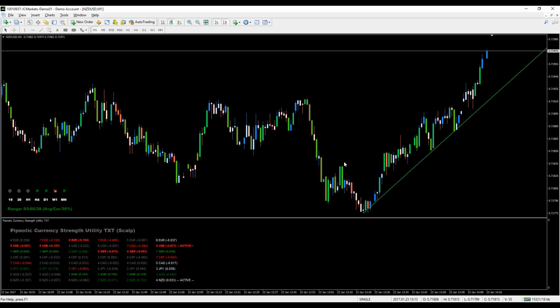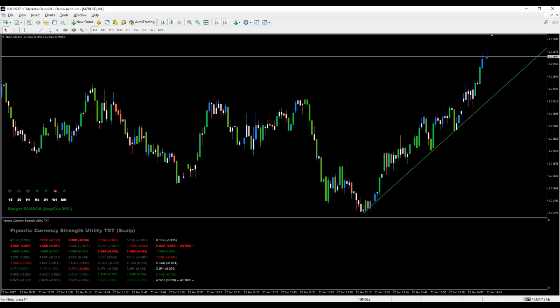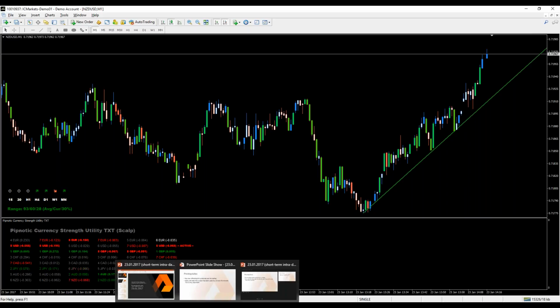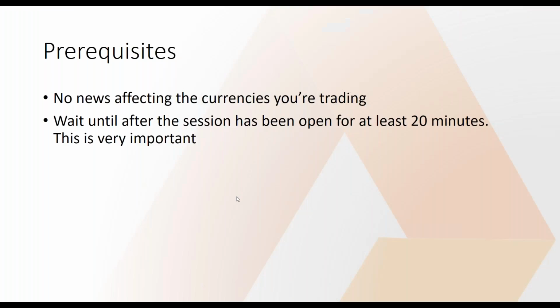So I recommend not touching a currency when economic data releases are coming out. This is a very, very important point.